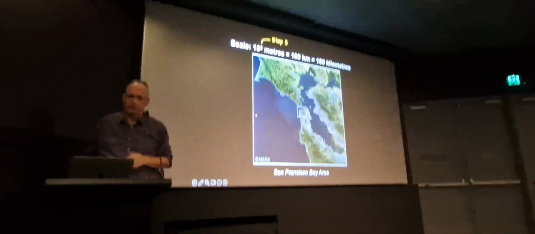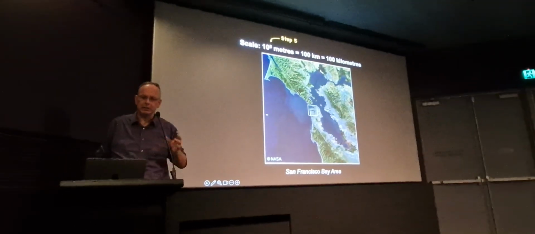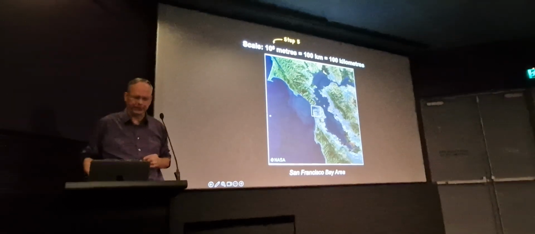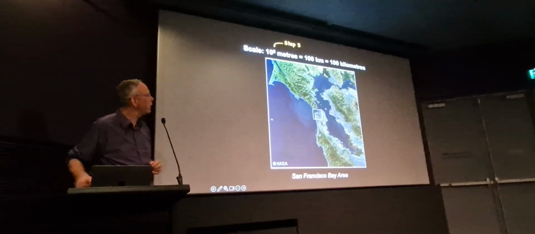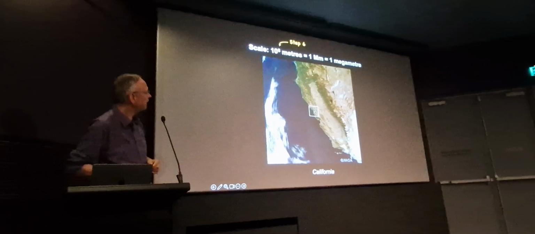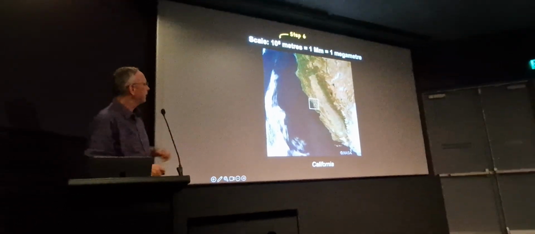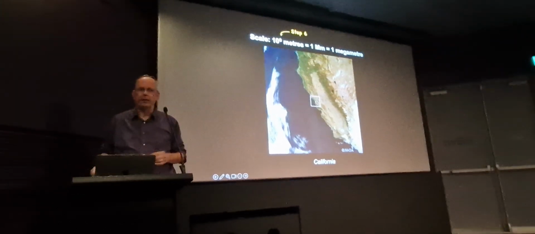Step 5, 100 kilometers on the side. You see the Northern California here, San Francisco Bay Area. 1,000 kilometers on the side. That's called a megameter, by the way. We see California. And now it's time to go to space. So let's do that.